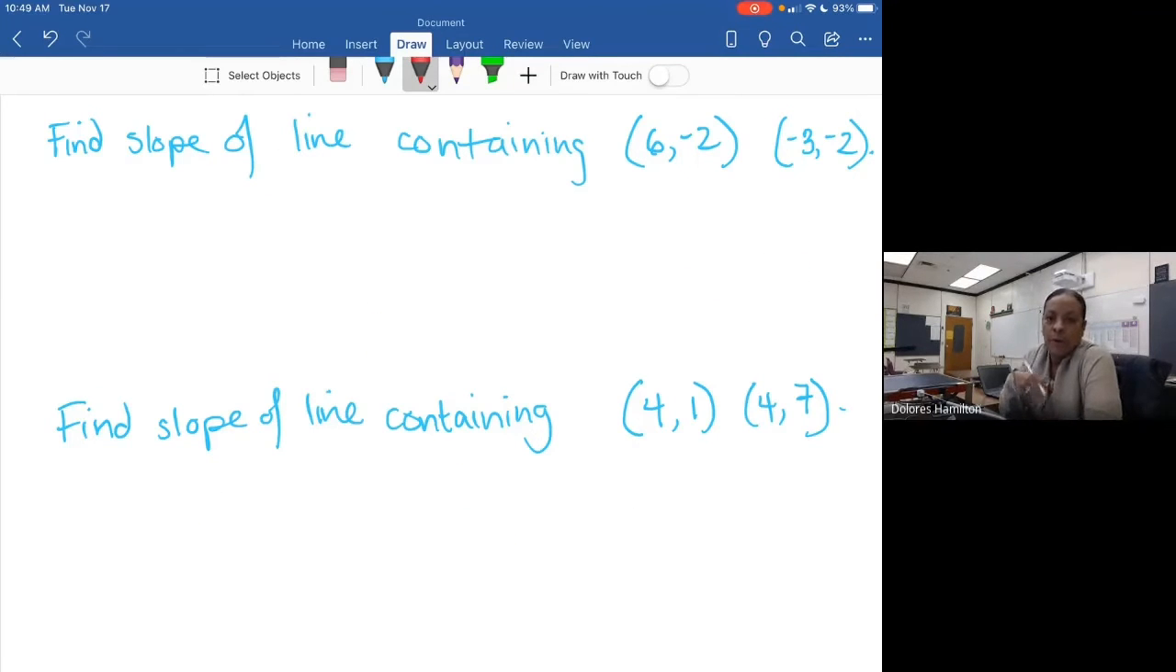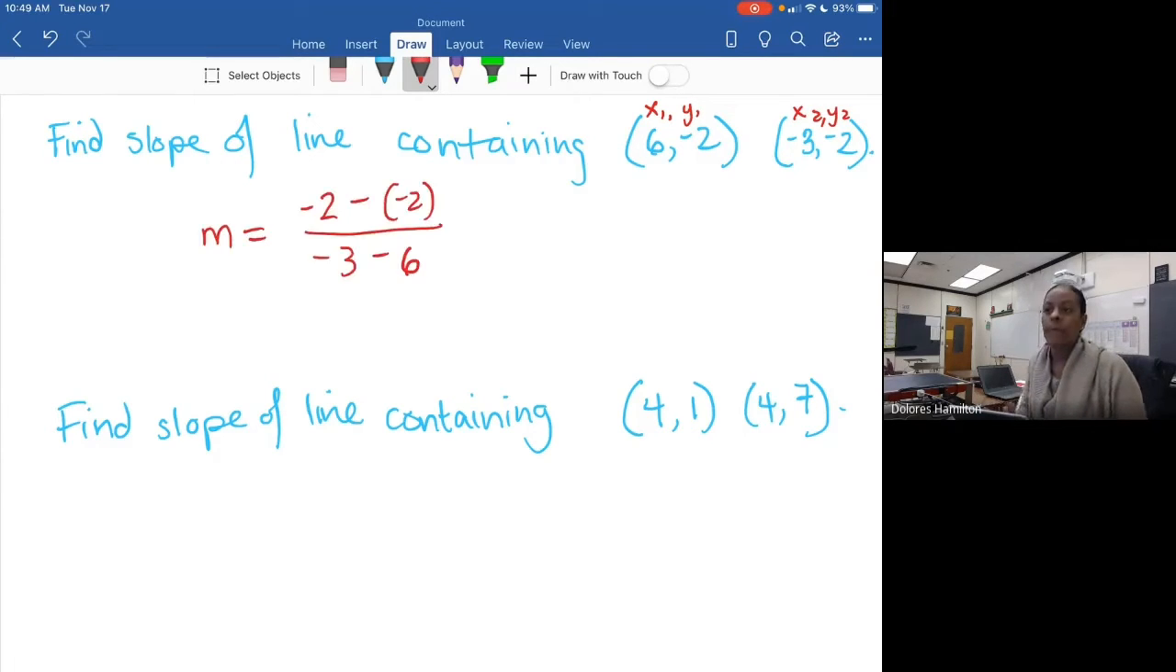Here we have 2 more examples, and we're still using y2 minus y1 over x2 minus x1 to find the slope. We plug it into our slope equation, and we have that m equals this. Notice that a negative times a negative is a positive. So that's actually negative 2 plus 2, which simplifies to 0 over negative 9, which is 0. So this has a slope of 0, which means we know that's a horizontal line.